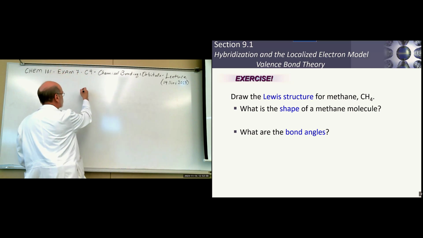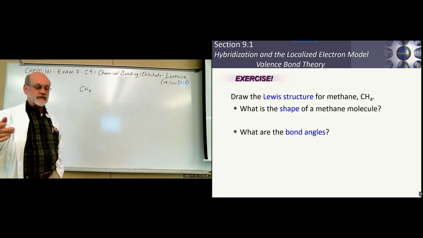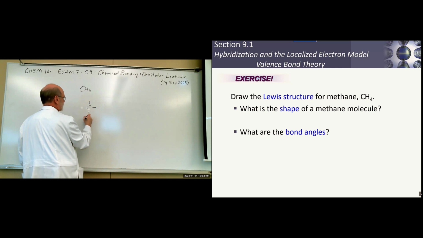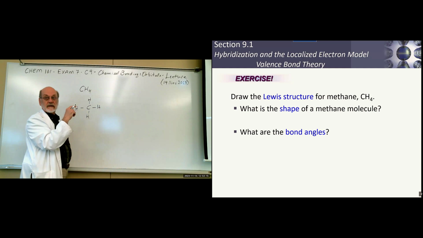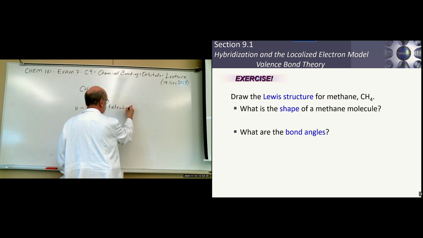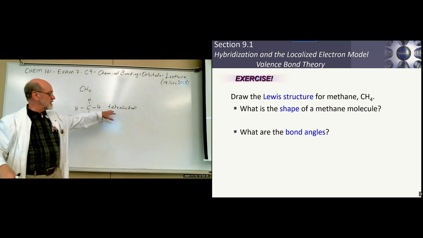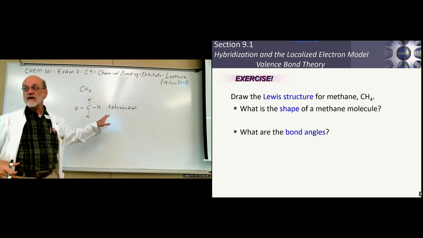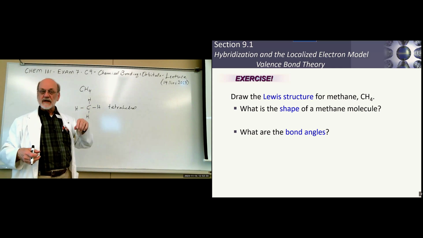Well, if we look at the methane, and we use our Lewis dot structure, we end up with that. And 4 groups means what? Tetrahedral. Since there are no lone pairs here, the electronic geometry is the same as the molecular geometry. So this is a tetrahedral molecule by the localized electron model.